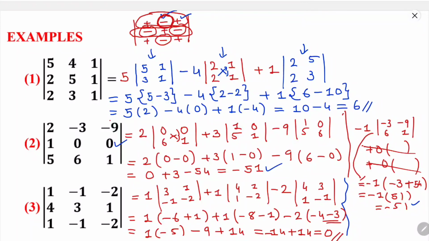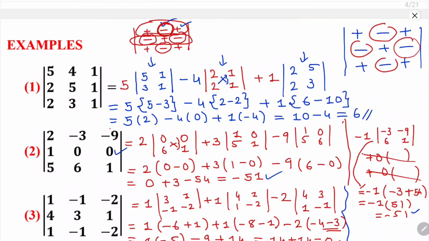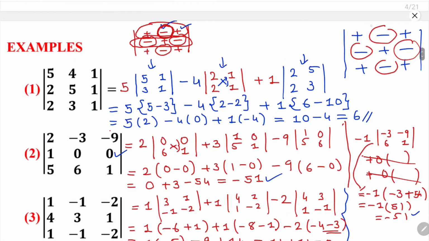So try this determinant using any row or any column, you will get the same answer, right? But consider this plus minus plus minus plus minus plus minus plus. We call this element a diamond element. At a diamond element you have to change the sign of the element, and you don't need to change the sign of a non-diamond element, right? For non-diamond elements you keep the element as it is, and for a diamond element change the sign of the element.